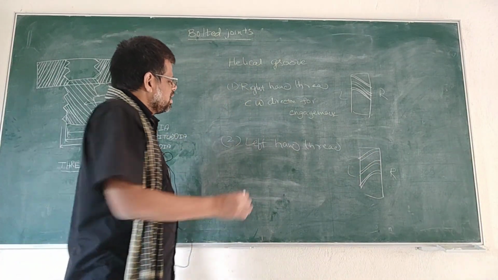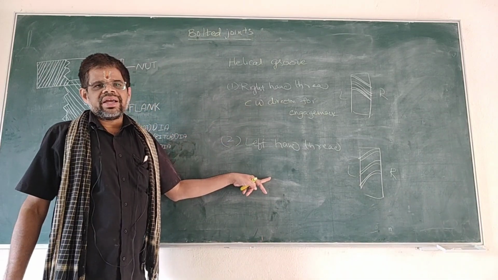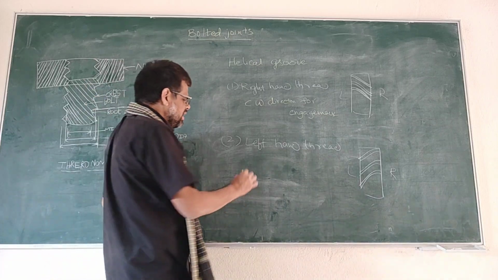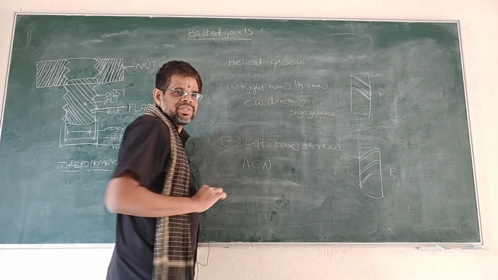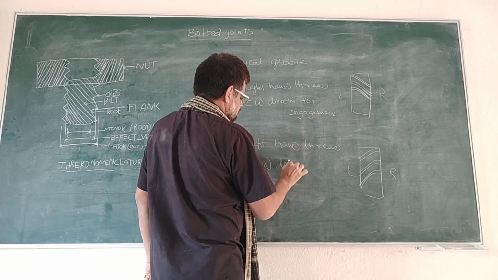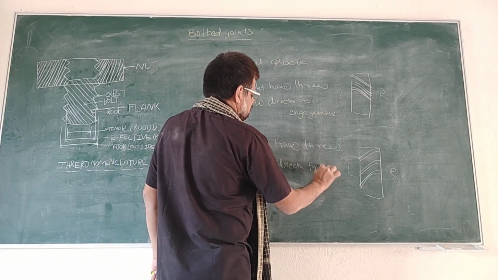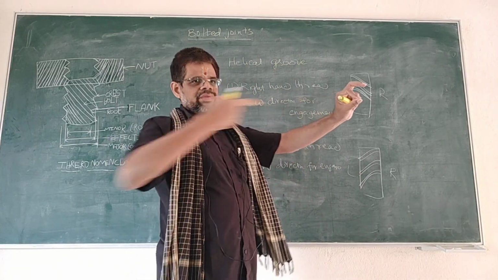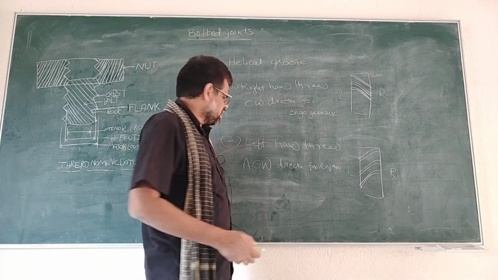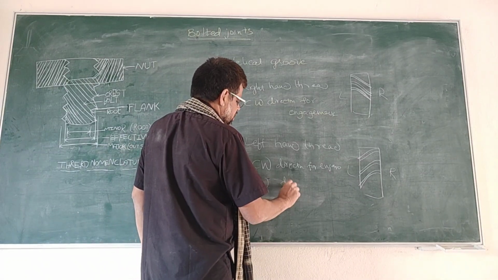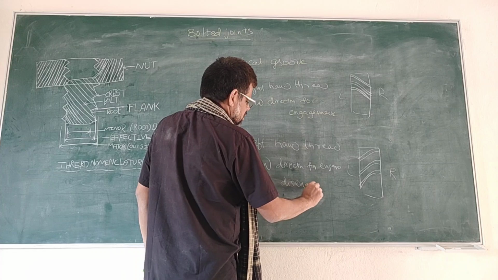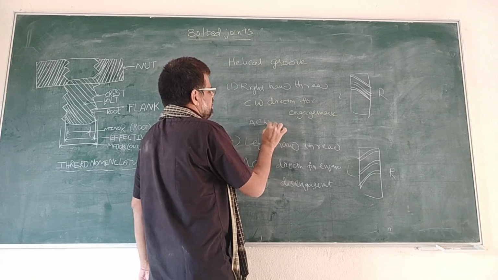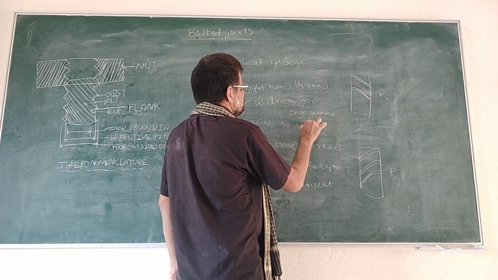And here, if you want to engage the nut, if you want to engage the joint, then you have to rotate this left hand thread in anti-clockwise direction, for engagement. And if you want to disengage, that means if you want to remove the bolt out of the nut, then you have to move it clockwise. So this is for disengagement. So this is clockwise for engagement and anti-clockwise for disengagement.